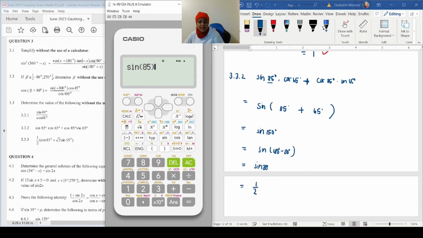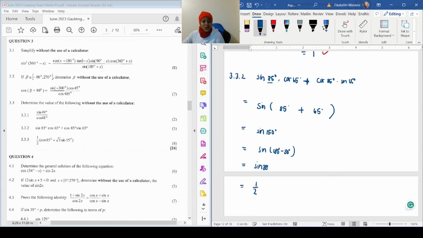So if I had sine 85 and I multiplied by cos 65, and I added cos 85 times sine 65, I should get a half. And you have to make sure that it's on degrees, not radians, okay? Ooh, okay, so a half, we're good. We get those 3 marks. I think a mark for getting the answer, a mark for doing that and reaching sine 30.